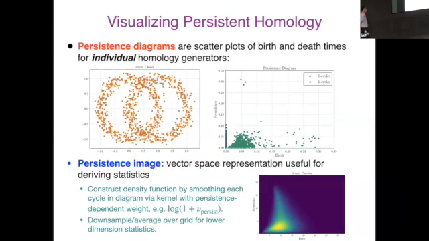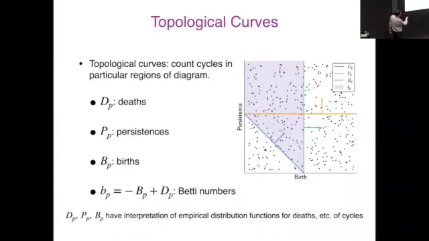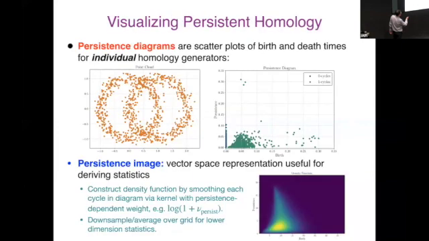Now, we can visualize the persistent homology of the data with a scatter plot known as persistent diagrams. These persistent diagrams are scatter plots that show the birth and death of each topological feature. So for instance, here I show you the scatter plots. On the x-axis is the birth, and the y-axis is the persistence, namely how long these features survive.